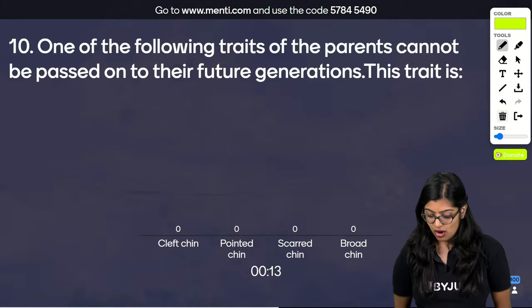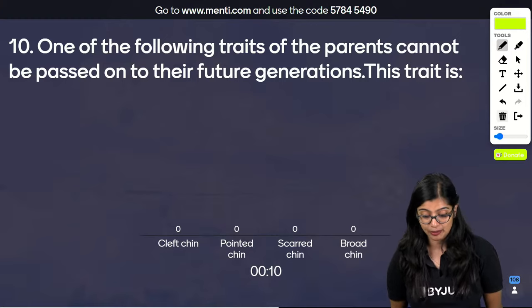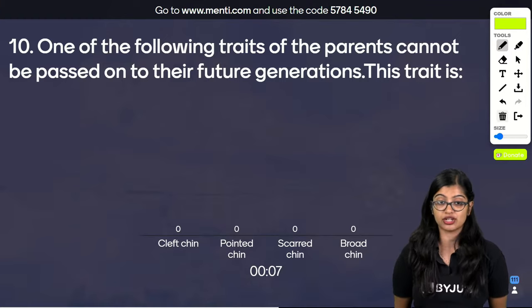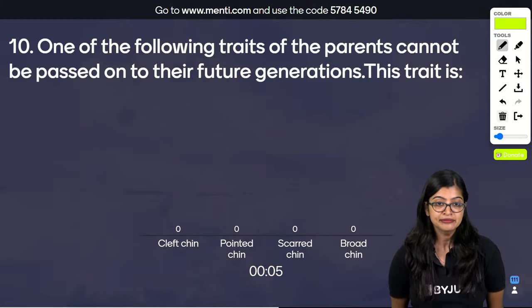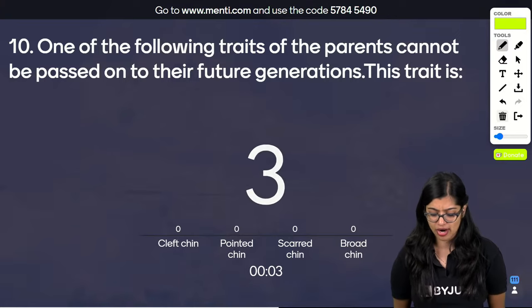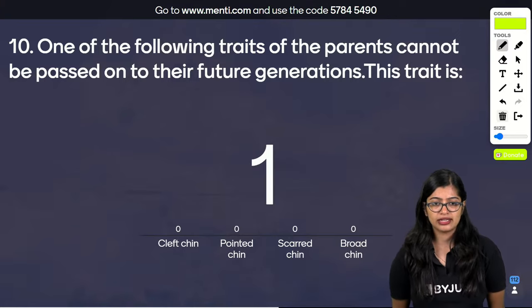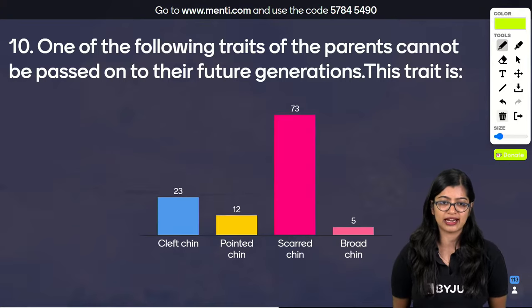Okay. All right, everybody. One of the following traits of the parents cannot be passed on to their future generation. Which among these is it? Afreen, what did you not understand, bacha? Derek, I'm just a loud person. Please don't say that.